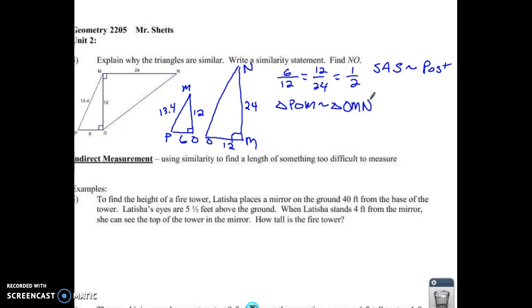Now it also says find what NO is. We need to find this length right there. Well, I already have my proportion, and here's what I'll do. I'll go 6 to 12. I'll go little to big. 6 over 12 is going to equal 13.4 over x. And when we cross multiply, x will equal 26.8. So that's what NO is. Notice what it said, find NO. Great.